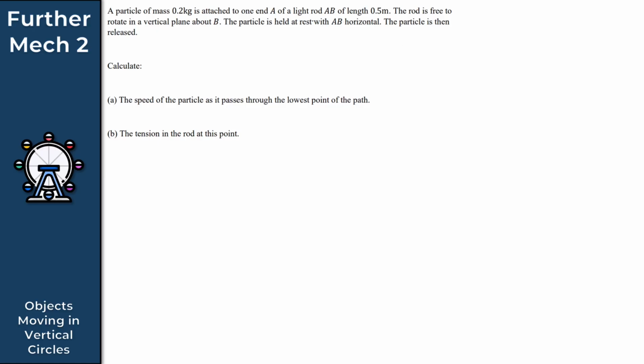The particle is then released, and what we want to do is calculate the following. For part A, we want to find the speed of the particle as it passes through the lowest point of the path. We can see that we don't have a diagram, and generally speaking, for questions such as this one, a diagram really is quite helpful. It doesn't matter if your art skills are as bad as mine. Just draw a quick diagram, don't be lazy. It doesn't need to be a masterpiece.